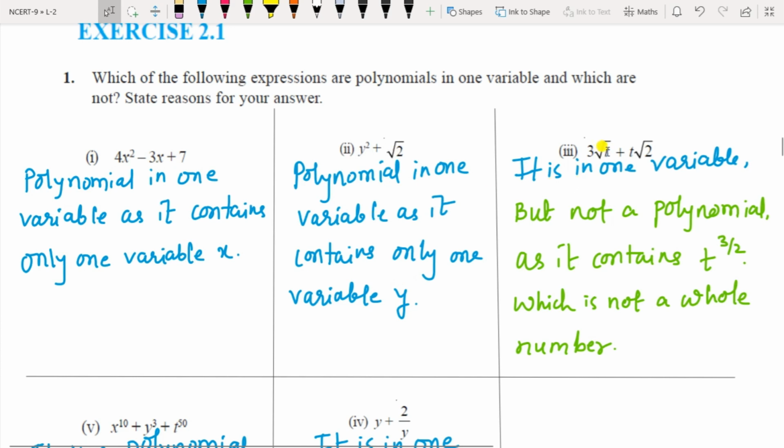Here now root of t is there. Just now we have seen above that for an expression to be a polynomial, the power of the variable should not be a fraction. Here it comes 1 by 2, if you resolve this one, it will become 1 by 2.